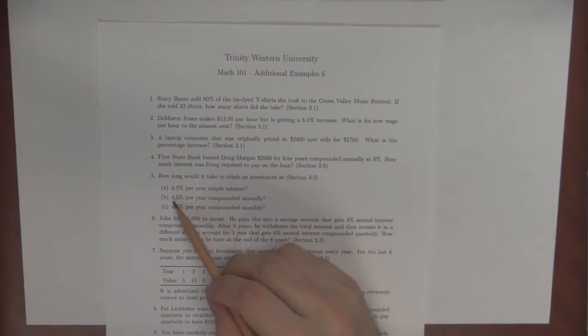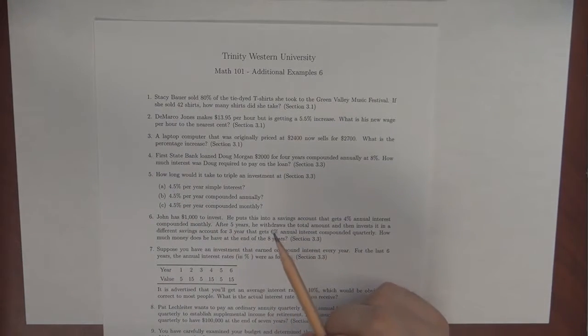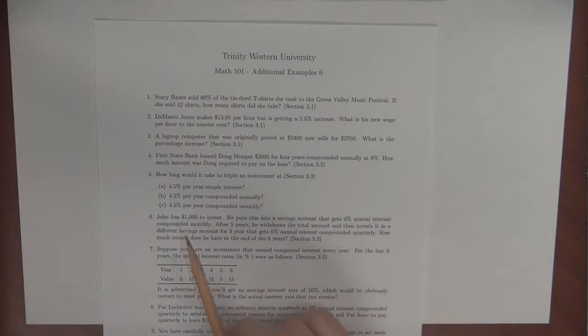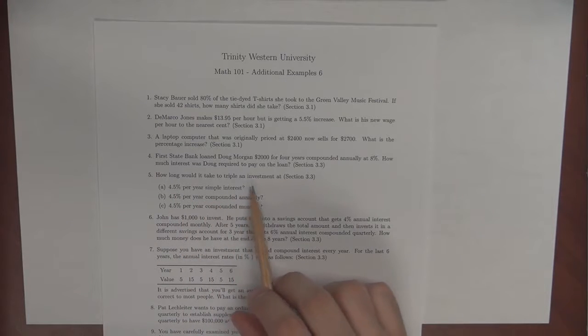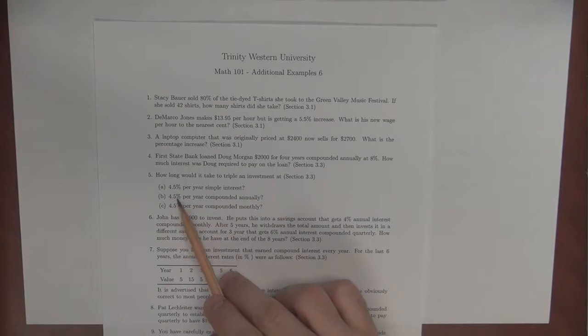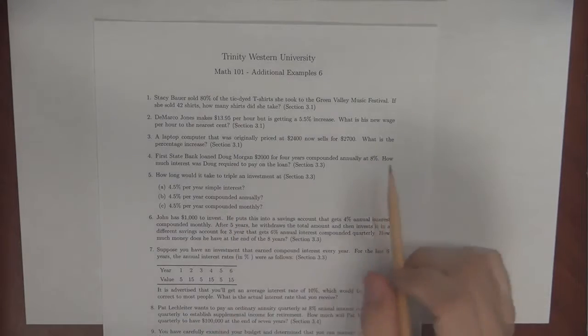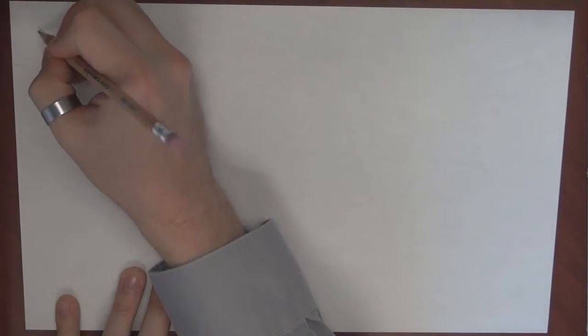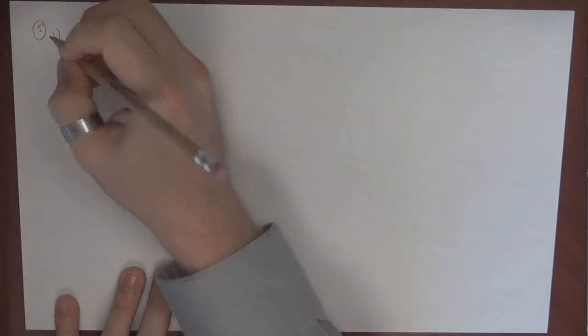For number 5, B and C, admittedly, I'm only putting these in to make a point, and they are not typical test questions. How long would it take to triple an investment at 4.5% per year compounded annually? The problem is very similar, except that now I have compound interest.